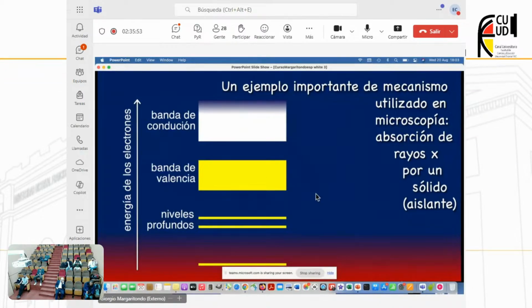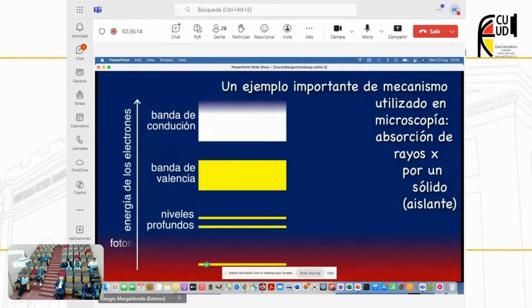There are also electrons that are not directly involved in the formation of chemical bonds, and these are the core electrons. Those are down in energy, and so they do not participate directly in chemical bonds. Now, what happens when we send X-rays into the system?